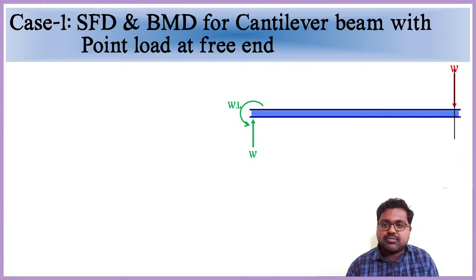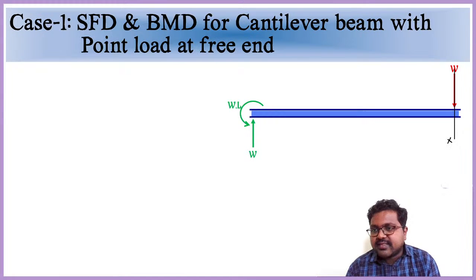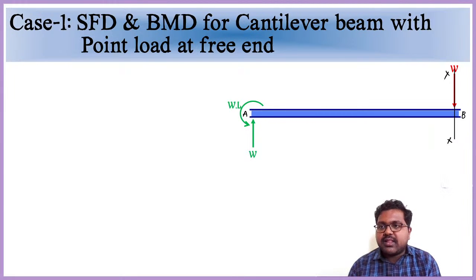See, I considered this one here. First, I have taken the cross section. If I take it as the XX cross section, I considered it at point B. That is the far end or free end, right? So at B, I have considered the right side. I am considering everything from the right-hand side, so on the right-hand side nothing is there.